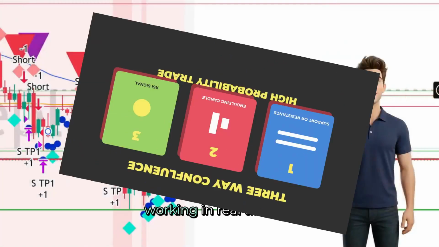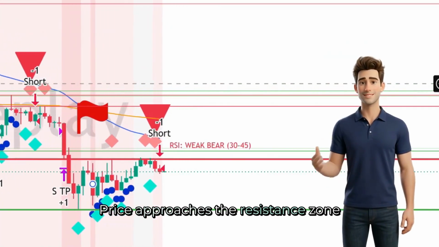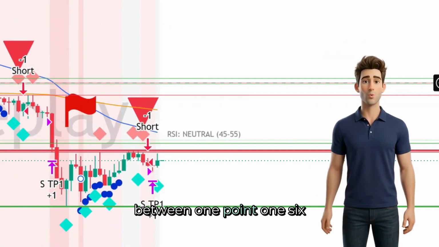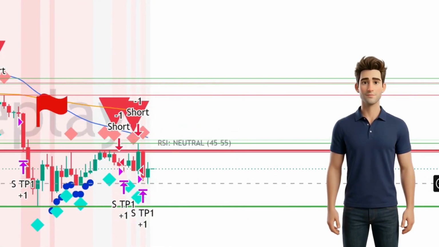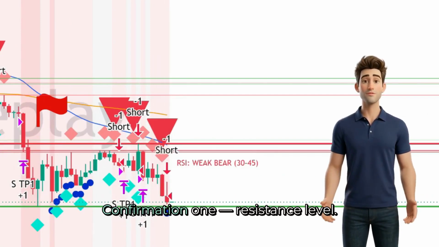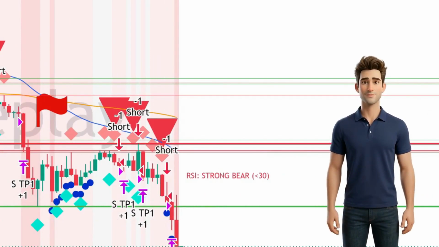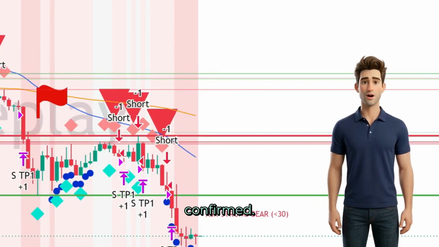Let me show you this working in real time on the Euro-Dollar chart. Price approaches the resistance zone between 1.1638 and 1.1650. We identified this level all the way back in episode 2. Confirmation 1, resistance level. Price has arrived at our zone. First leg of the stool confirmed.